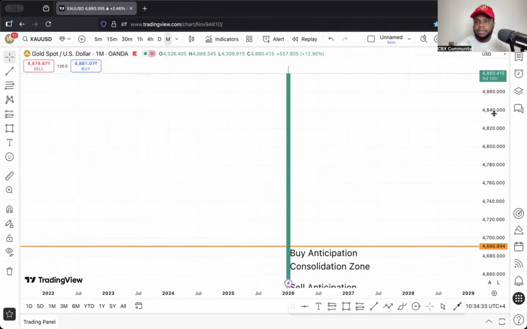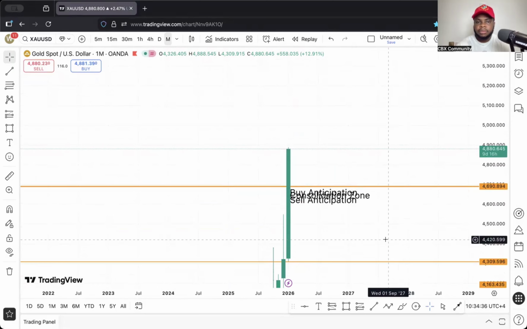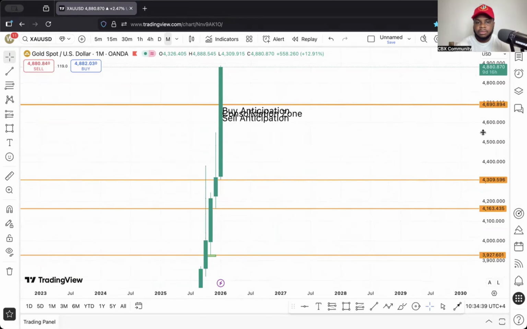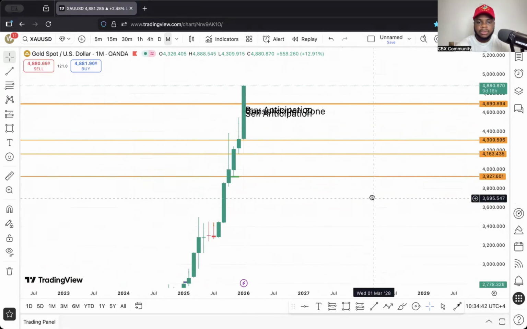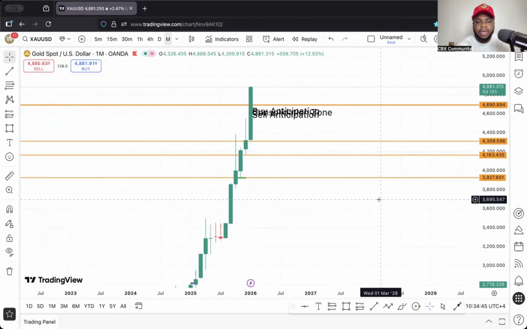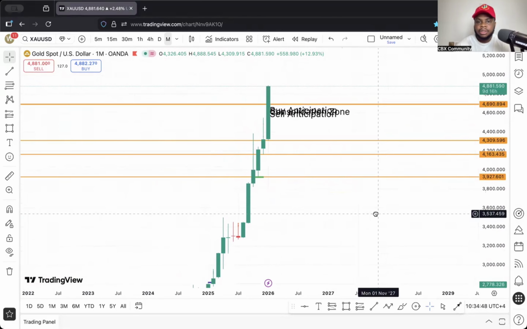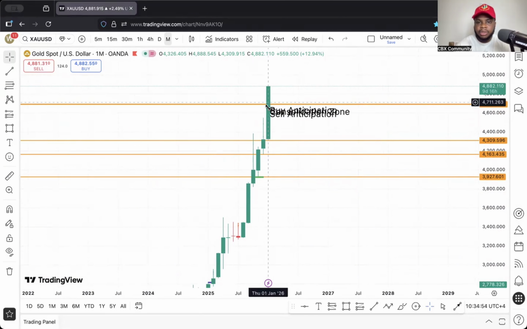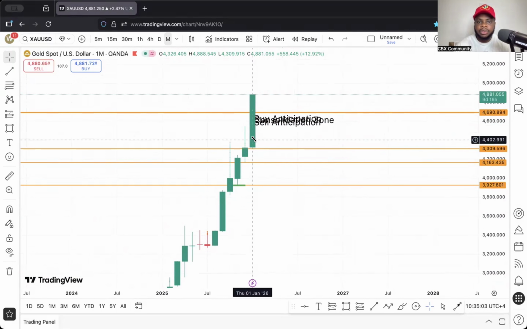Let's zoom the chart a little bit. Looking at the condition of the monthly market condition, we are in an uptrend. This was the all-time high that gold created, and then gold has broken this all-time high. So that means we need to identify the new all-time high. This candle has broken the high of this rejection candle. This was last month's candle, the December candle, or this is this month's candle. So this month's candle is left with 9 days for this candle to close.